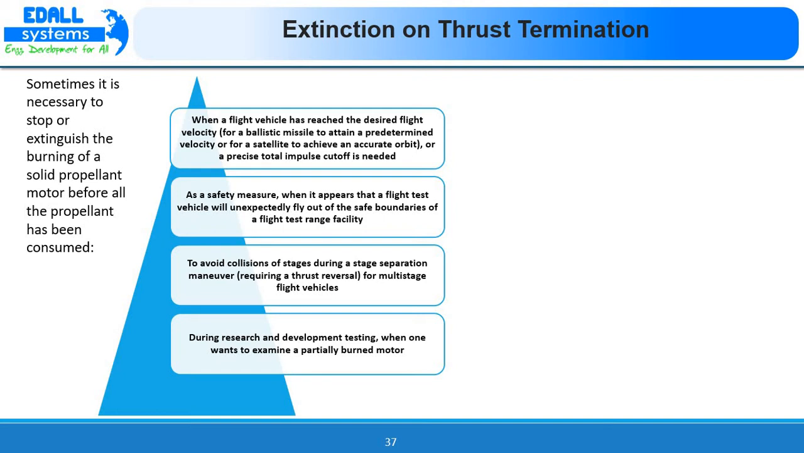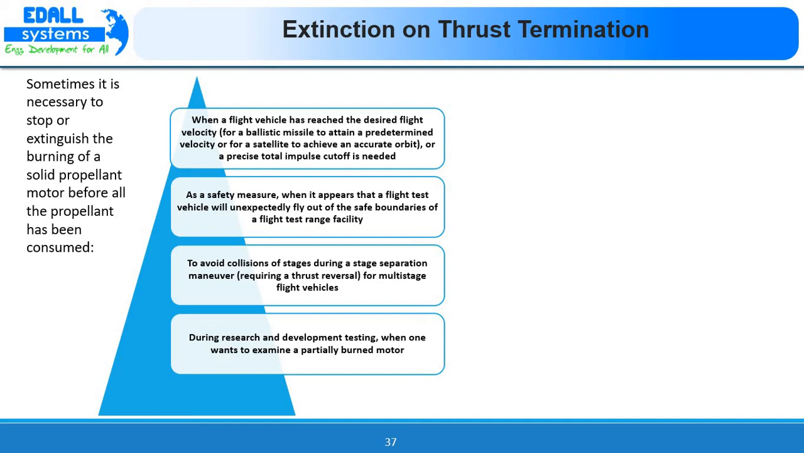Also it is needed as a safety measure when it appears that a flight test vehicle will unexpectedly fly out of the safe boundaries of a flight test range facility, or to avoid collisions of stages during a stage separation maneuver requiring a thrust reversal for multi-stage vehicles, or during research and development testing when one wants to examine a partially burned motor. So when such factors are present, then a thrust termination or extinction is useful or needed.